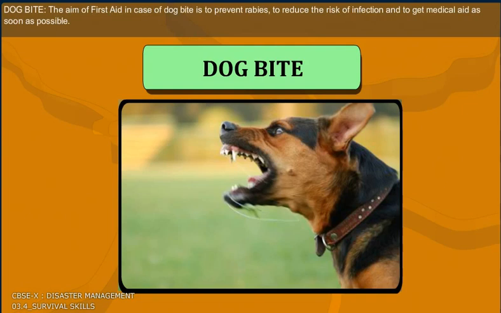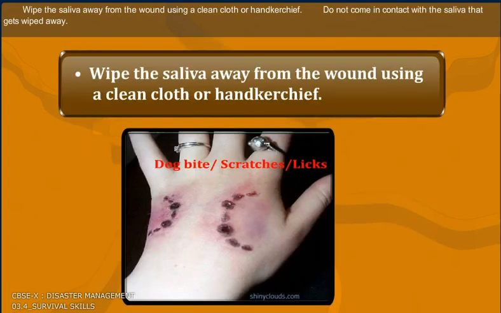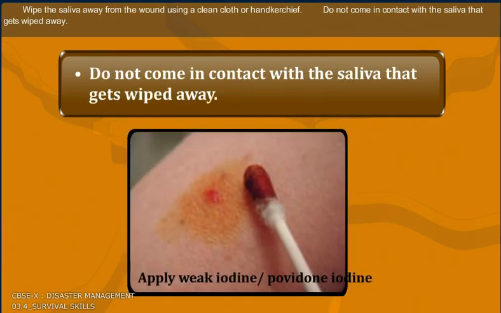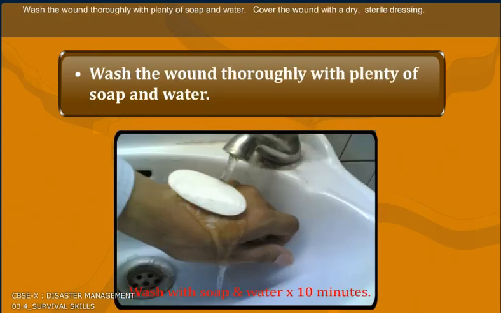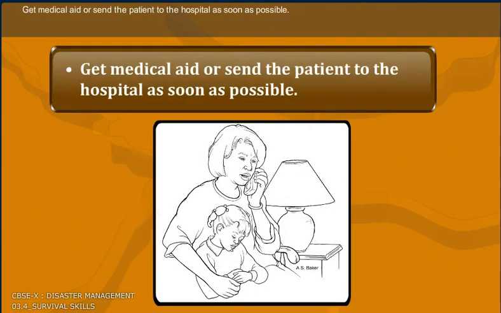Dog bite. The aim of first aid in case of dog bite is to prevent rabies, to reduce the risk of infection, and to get medical aid as soon as possible. Wipe the saliva away from the wound using a clean cloth or handkerchief. Do not come in contact with the saliva that gets wiped away. Wash the wound thoroughly with plenty of soap and water. Cover the wound with a dry, sterile dressing. Get medical aid or send the patient to the hospital as soon as possible.